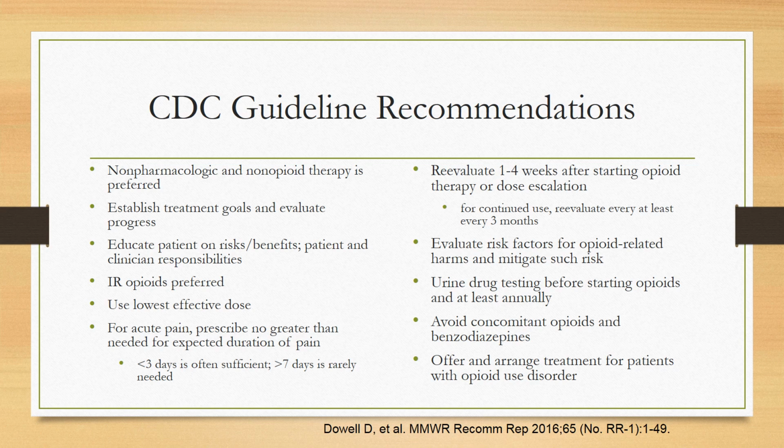Use a urine drug screen. You really want to test before starting opiates and at least annually. This way you're making sure that, one, not only are they clean before they come in, but that they haven't escalated to other drug use. And then you want to avoid concomitant opioids and benzodiazepines. In other words, don't add benzodiazepines on top of opiates because you get an added respiratory depression effect. And then you want to offer and arrange treatments for patients with opioid use disorders. Again, here the goal is to minimize the side effects of long-term opiate use.